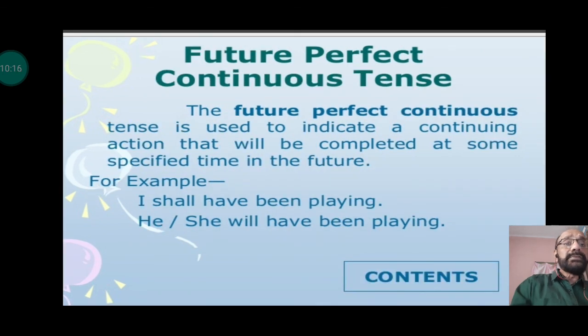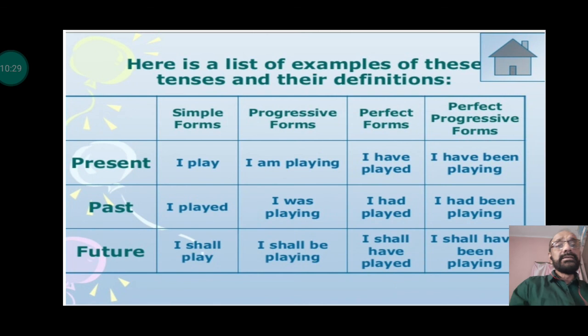The future perfect continuous tense is used to indicate a continuing action that will be completed at some specific time in the future. I shall have been playing. They shall have been playing. Now a list of some examples. I play, I am playing, I have played, I have been playing. These examples have all been shown in the previous part while explaining these.